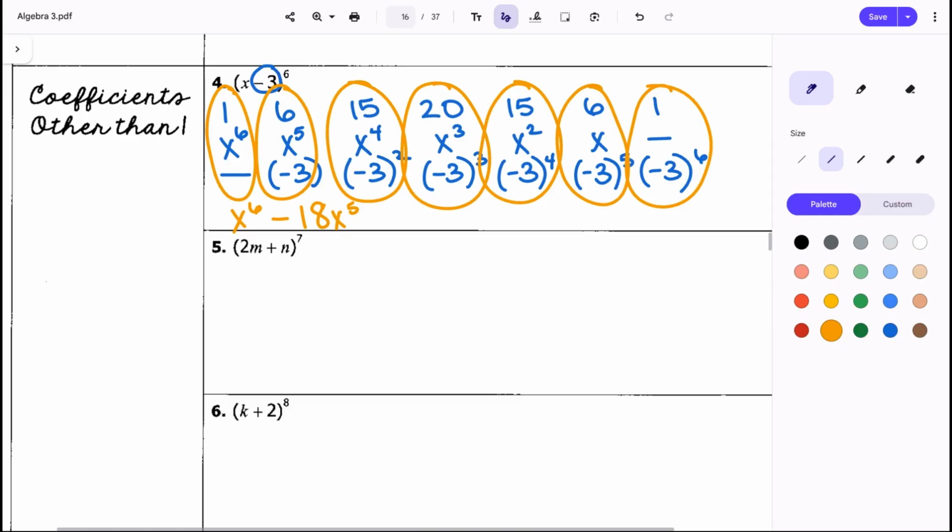When you have a negative raised to an odd exponent, it's going to keep it negative. If it's raised to an even exponent like we see on the next one, it's going to become positive, because -3 squared would become a positive 9. What's 9 times 15? 135.